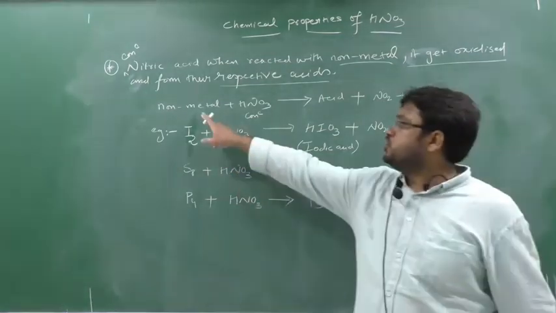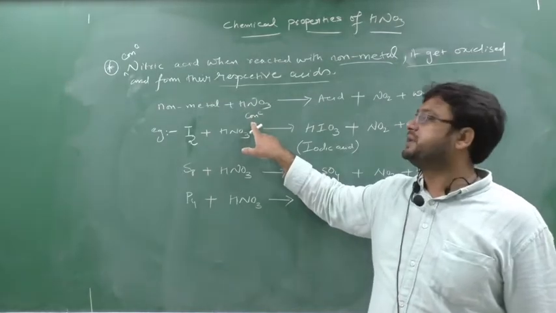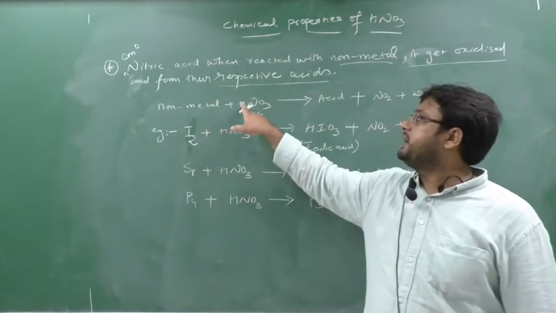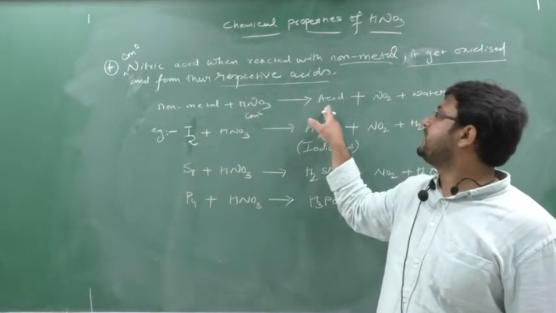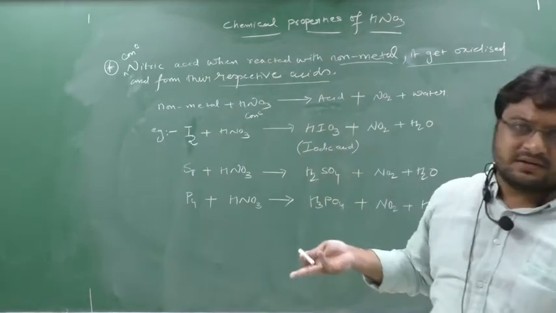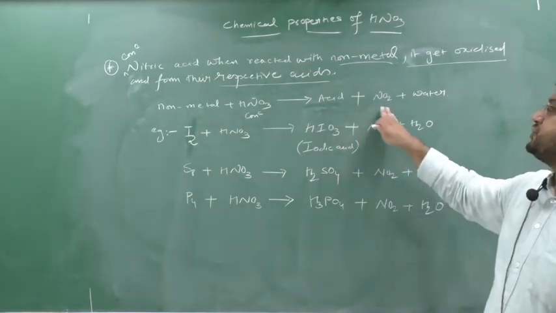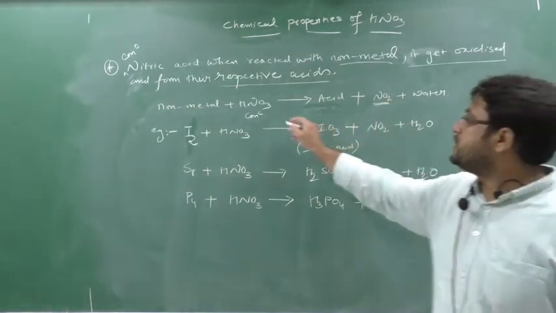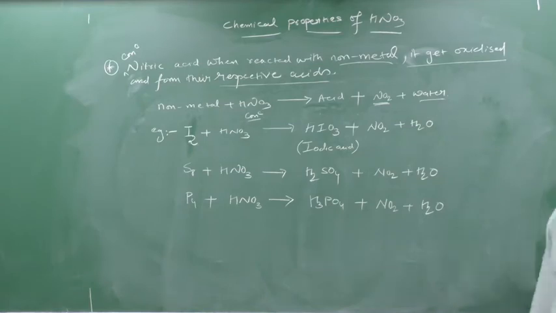Now see here, so non-metal plus nitric acid, and here nitric acid is to be taken concentrated. Please remember this, non-metal plus nitric acid, and this nitric acid should be taken concentrated, so you will get the respective acid of the non-metal. And you know non-metallic oxides are acidic in nature. So respective acid of the non-metal, nitrogen dioxide. Why nitrogen dioxide? Because it is concentrated. Yes or no? And plus water. What will we get? Water.